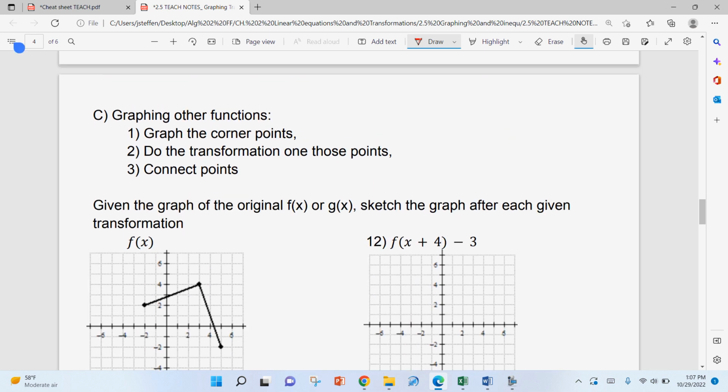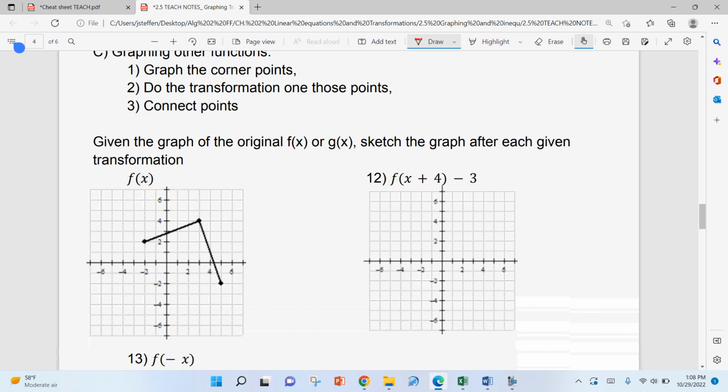So the next thing we have, instead of having our parent function, we just kind of have a generic graph. So the big thing with this is make sure you know where those points are, and then you're going to move the corners first. So the corners are at -2, 2, 3, 4, and 5, -2. So we can put that over here. So -2, 2, over 3, up 4, and 5, -2.